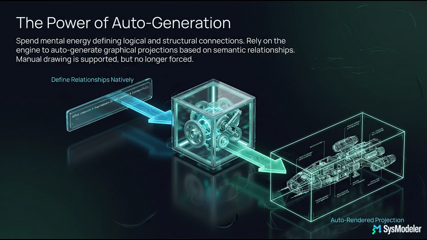The power of auto-generation. While manual diagramming remains a vital, fully supported part of SysML v2, you are no longer strictly forced to draw diagrams to establish your architecture. You can spend your mental energy defining logical and structural connections natively in text and rely on the tool's rendering engine to auto-generate graphical projections based on the semantic relationships you defined.